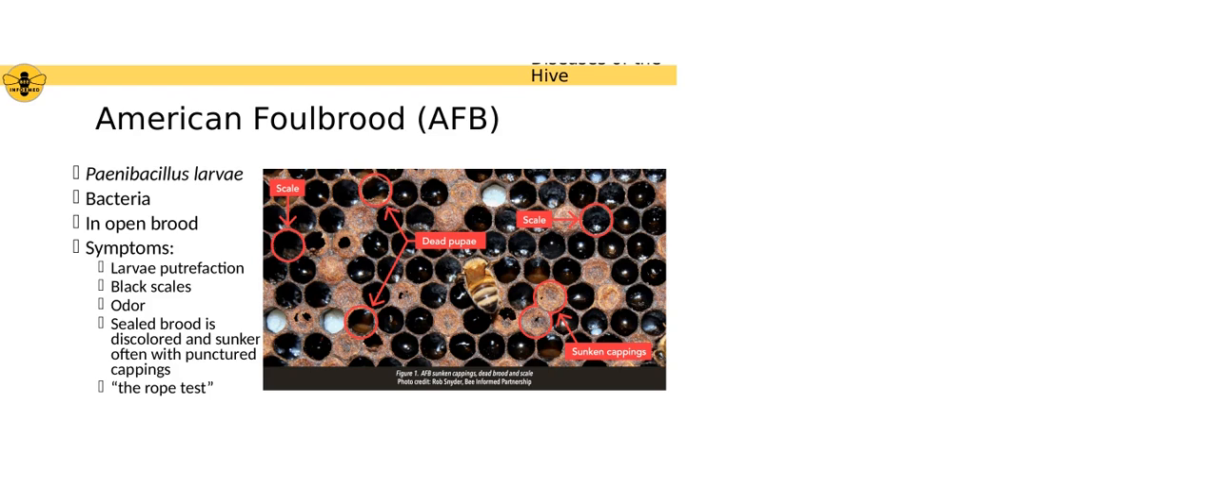It's hard to describe the odor, but once you smell it once, you'll never forget it, if that makes sense. It's going to be in the sealed brood. We'll have a discolored, sunken, or punctured capping, and then you can also do the rope test. In this picture, we can see some dead pupa right in the center. They're brown, sunken, gooey, just looking slimy. I know it's hard to see, but you can see the scale in a couple of these cells. It's going to be in the bottom. And you can also see some of the sunken and punctured cappings.